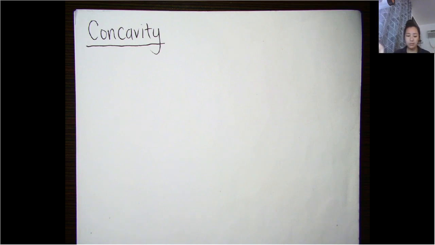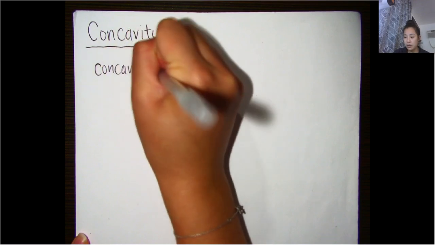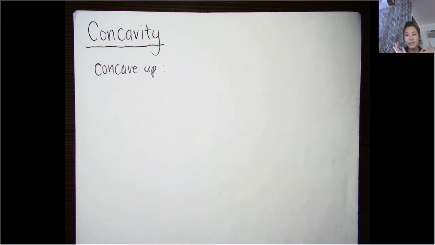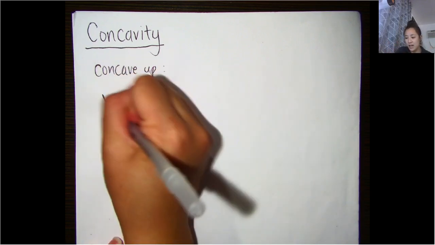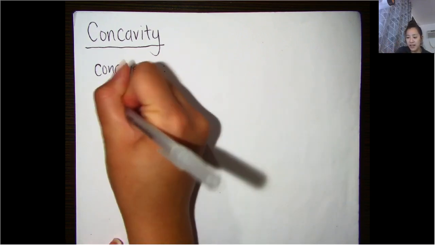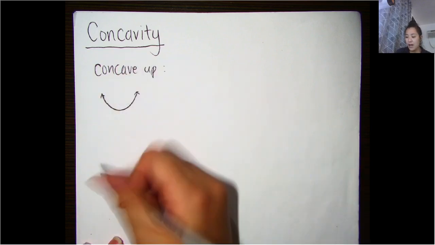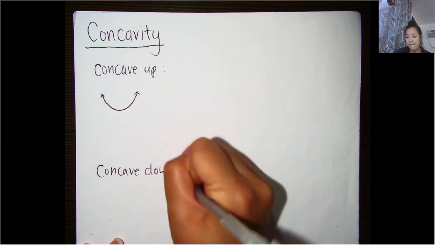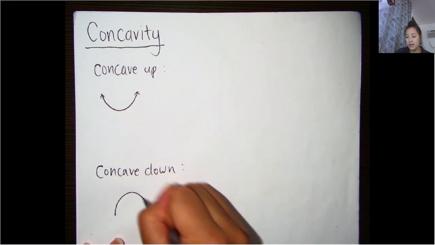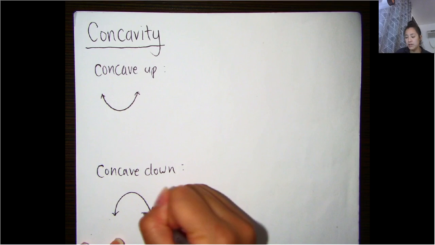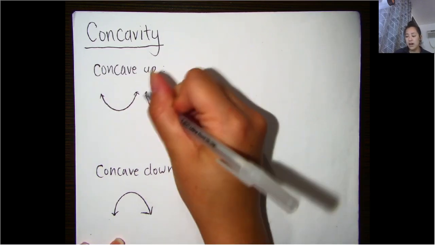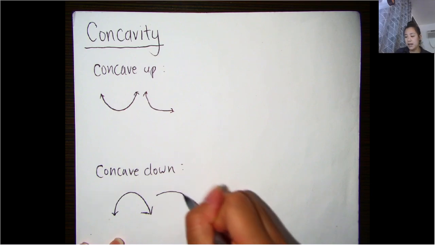So when you are looking for something that's concave up, you're looking for a graph that looks like an open bowl, something where it caves upward. So that's concave up. And then just for reference, concave down looks something more like this. Okay, so these are our examples of concave up versus concave down.